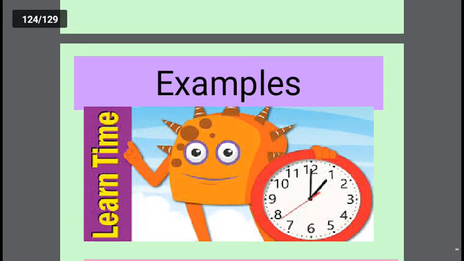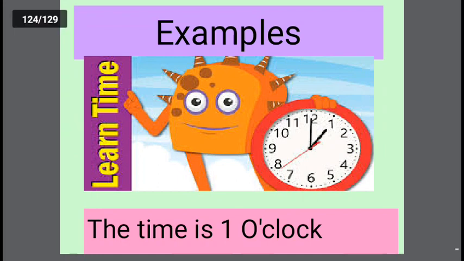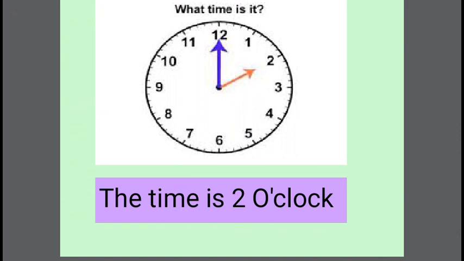So let's take an example. What time is it? The minute hand is on 12, the hours hand is on 1. So what time is it? The time is 1 o'clock. Let's take another example. The minute hand is on 12. You can see it's blue. The hours hand, that is orange, is on 2, pointing to 2. So what time is it? The time is 2 o'clock.